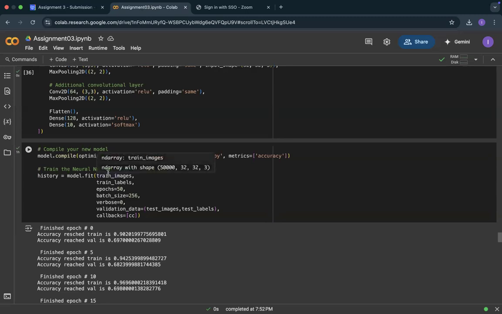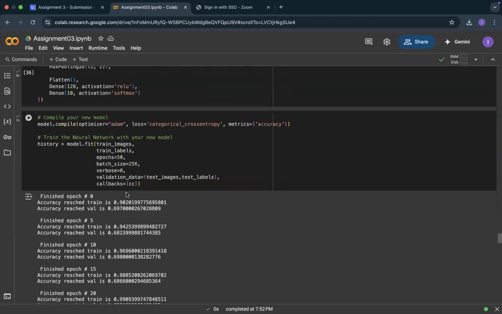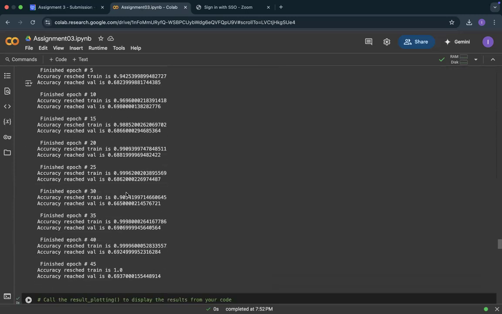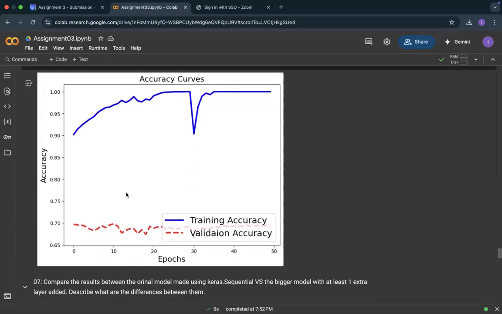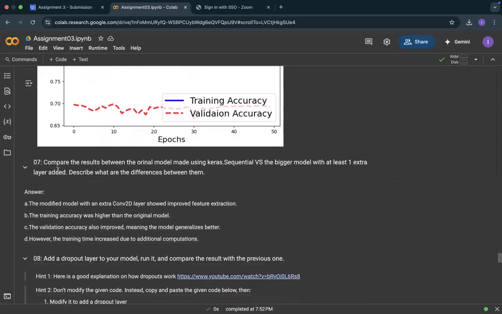In question 6, to improve the model, we added an additional convolutional layer to extract more complex features. Here's the modified model with an extra convolutional layer. After training, this improved model showed higher validation accuracy and extracted better features from the images. This is the graph.